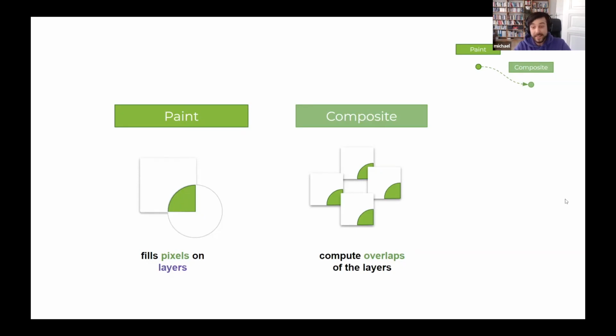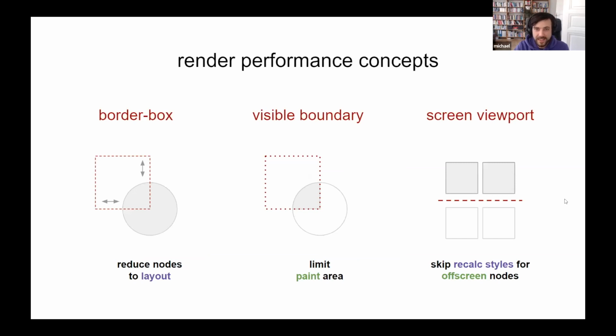So this is more or less the process that we want to dig through. And what we want to do is improve the performance in that process. And we can reduce 2 colors with CSS only, the purple and the green color. So to give us some more guidelines and concepts, I want to introduce you to 3 different things: the border box, visible boundaries, and the screen's viewport.